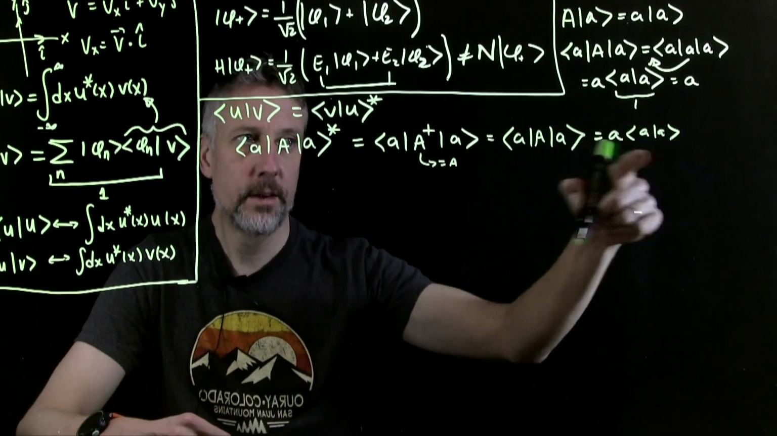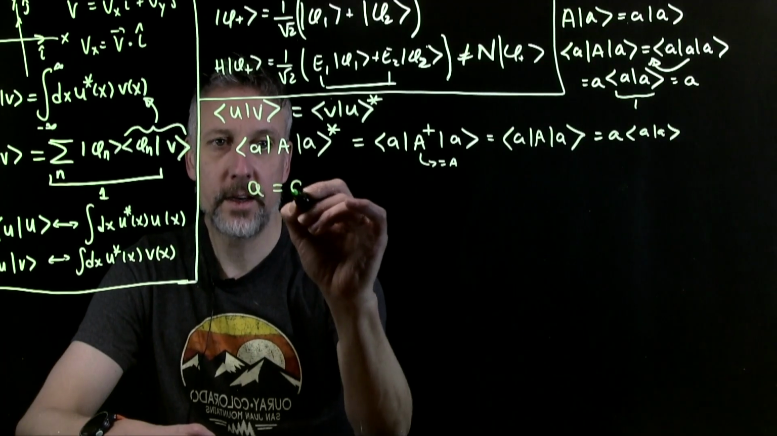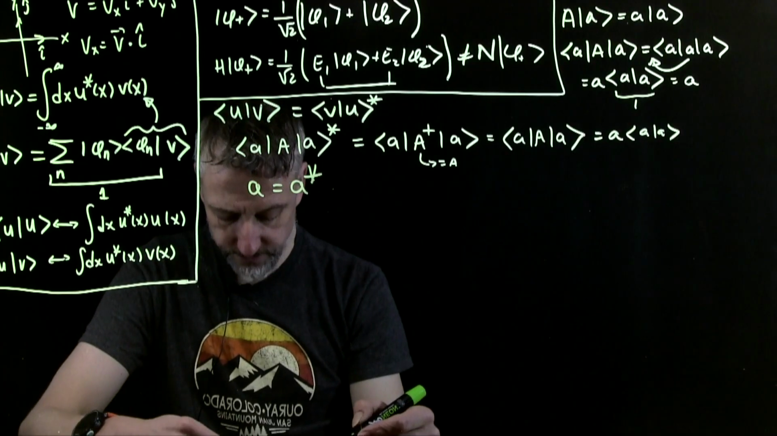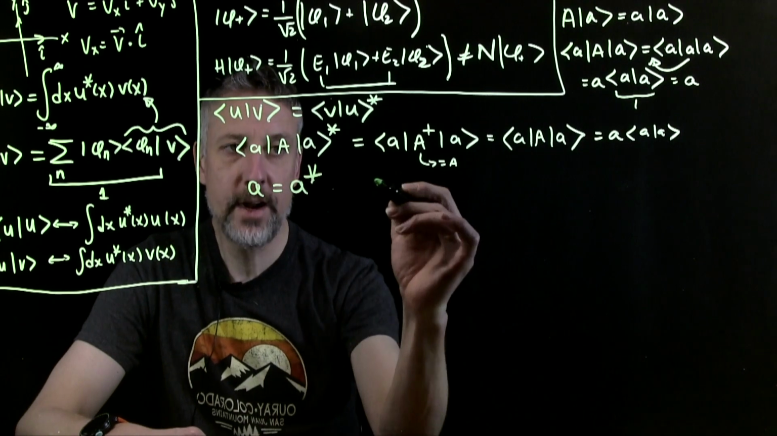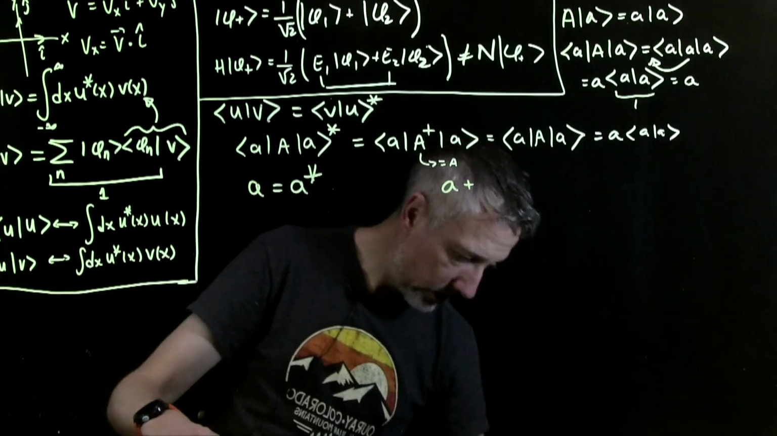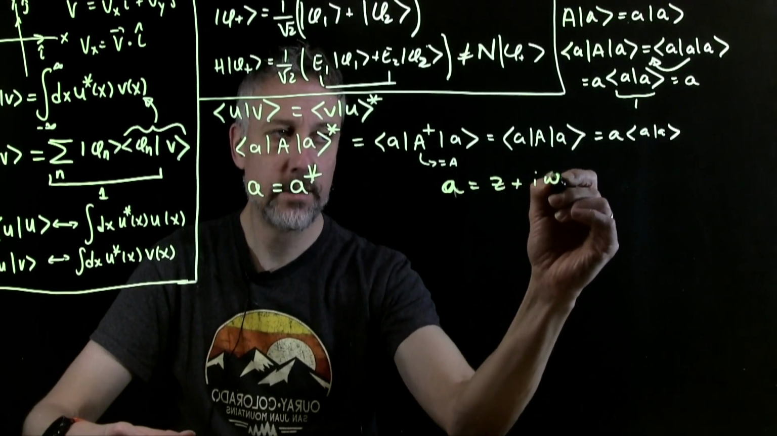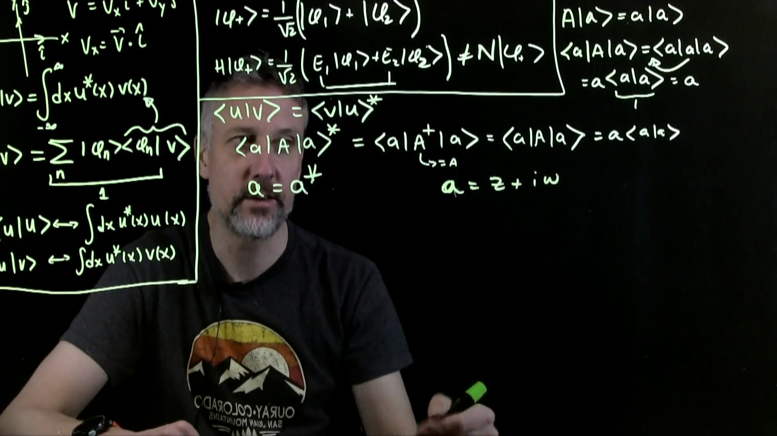But this whole thing is the complex conjugate of this. So that tells us that A is equal to A star. All right? Well, there's only one kind of number for which that can be true. If I write A as a complex number, A is equal to Z plus iW. Usually people do it the other way around, they make Z the complex number, but I started out with A, so this is what I have to do.